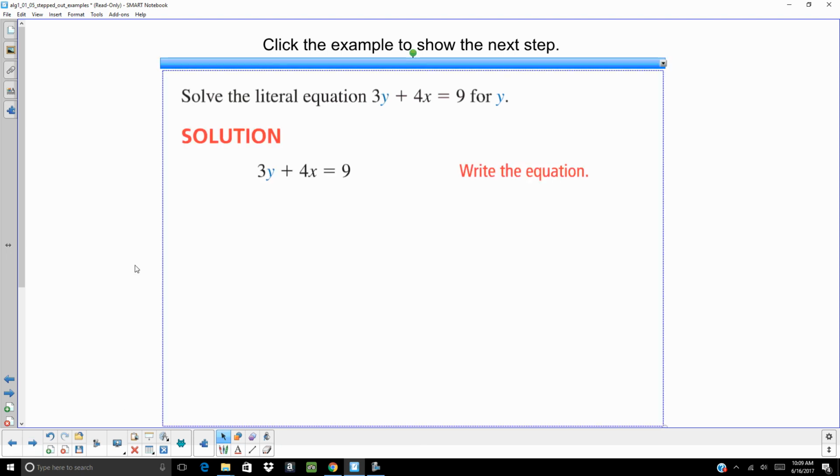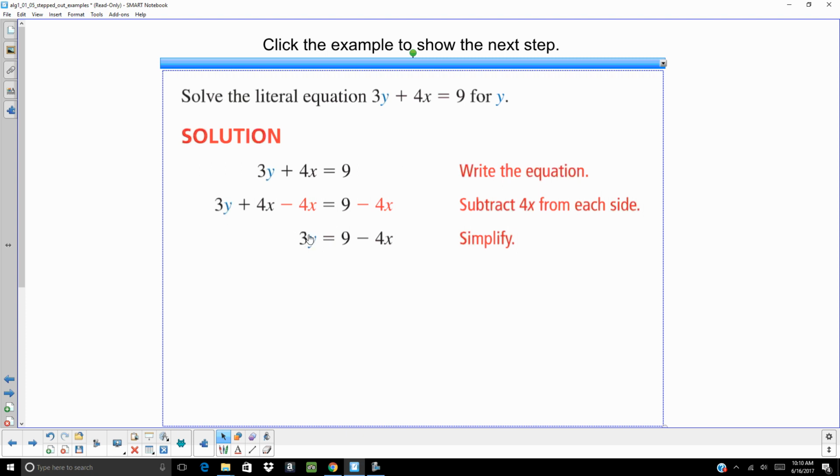So there's our original equation. What we're going to start with is subtracting 4x from both sides because we want to get rid of that 4x. And if you notice, 9 minus 4x is not like terms, so you can't combine them. But 4x minus 4x is 0, so I'm going to be left with 3y equals 9 minus 4x.